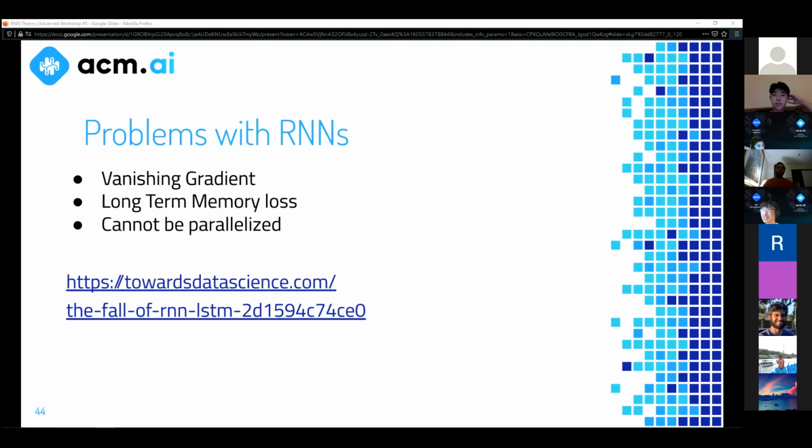But that being said, LSTMs are still used even pretty recently. In 2019, I think AlphaStar used LSTMs for their model. And this also isn't to say that recurrence is dead.